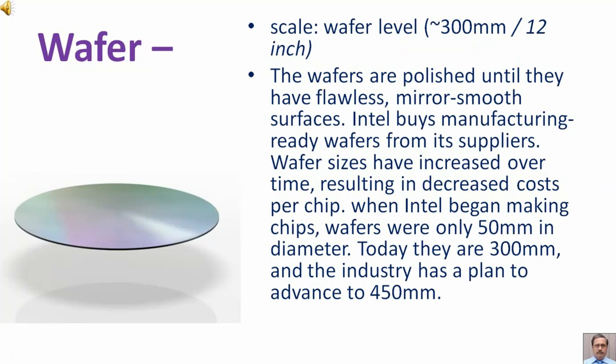Wafer sizes have increased over time, resulting in decreased costs per chip. When Intel began making chips, wafers were only 50 mm in diameter. Today, they are 300 mm and the industry has a plan to advance to 450 mm.